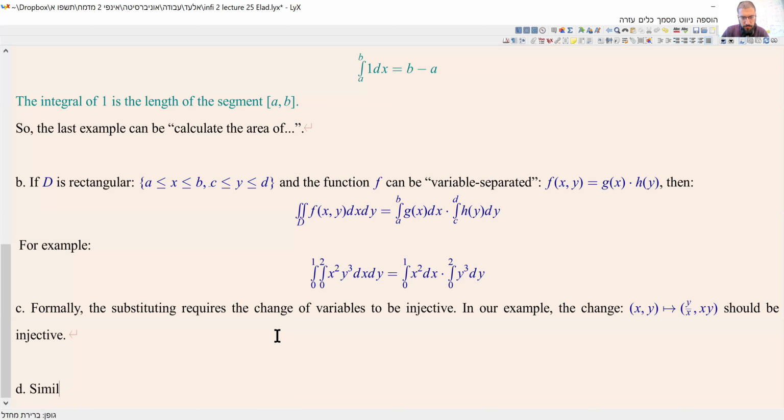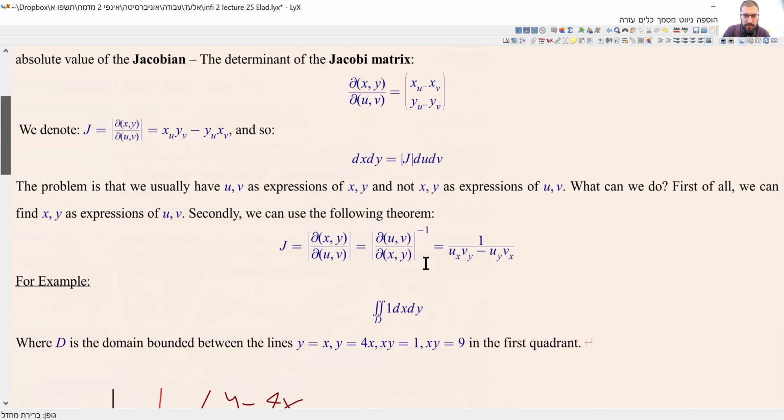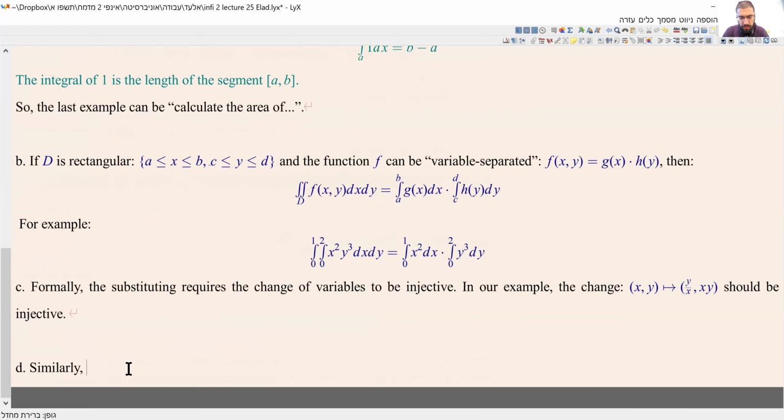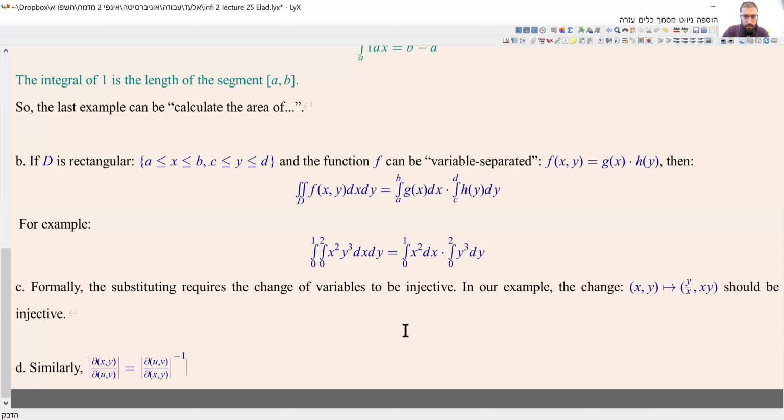Similarly, using this way to calculate J, by the opposite of u by x and so on, only holds when the change of variables is injective. It is called the inverse function theorem.